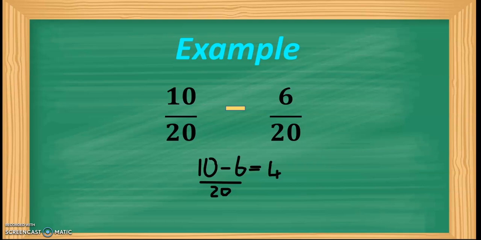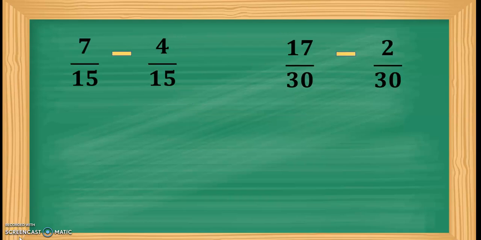Now can this be simplified? Yes, it can. I can say 4 can go into itself once, and it can also go into 20 5 times. Hence, my answer here would be 1 over 5. Now, we do this when the denominators are the same, so always remember that.